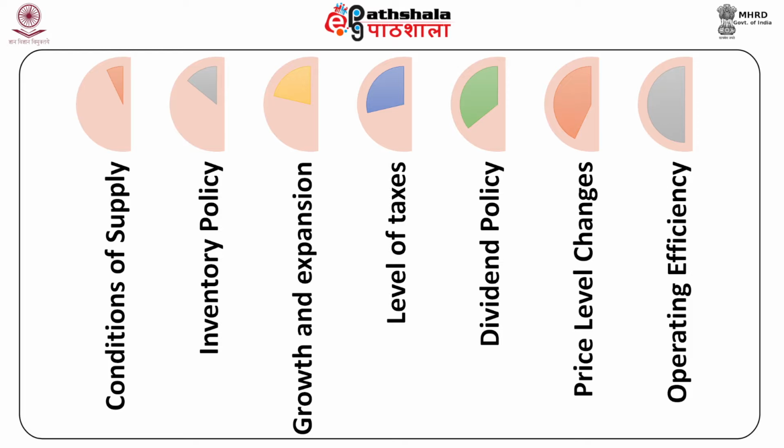Number 11th factor, dividend policy. Dividend policies also affect working capital requirements. Number 12, price level changes. If prices are inflationary, more and more working capital will be required. But if prices are reducing, the investment in working capital will reduce with time as prices go down.